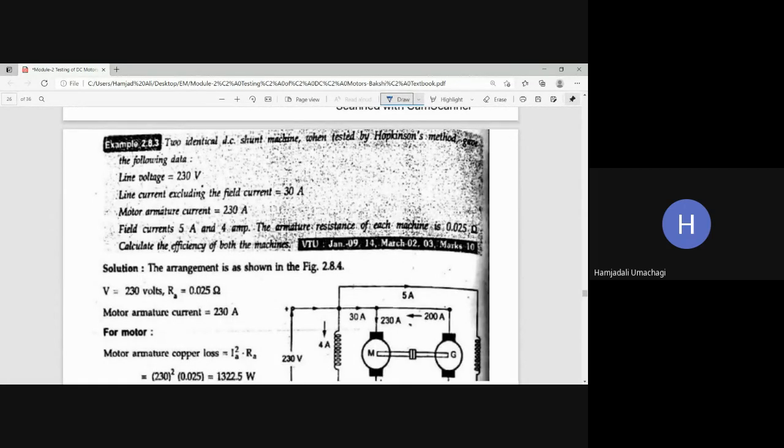Now similarly, we will solve one more problem based on Hopkinson test excluding field winding method, and this is also one of the important questions which will be asked in the final UT exam for 10 marks. So here the given problem statement is two identical DC shunt machines when tested by Hopkinson method give the following data. Line voltage is 230 volt, line current excluding the field current is 30 ampere, motor armature current is 230 ampere, field currents 5 ampere and 4 ampere.